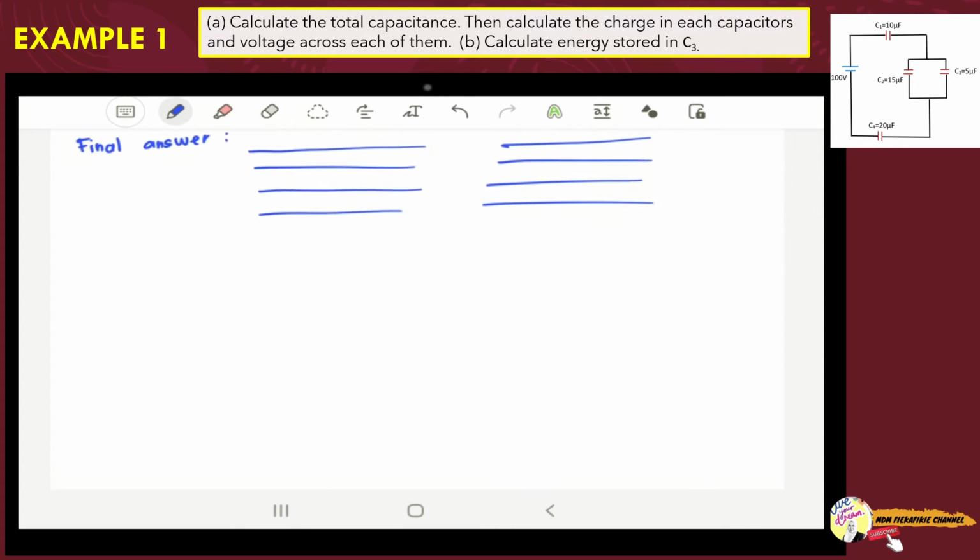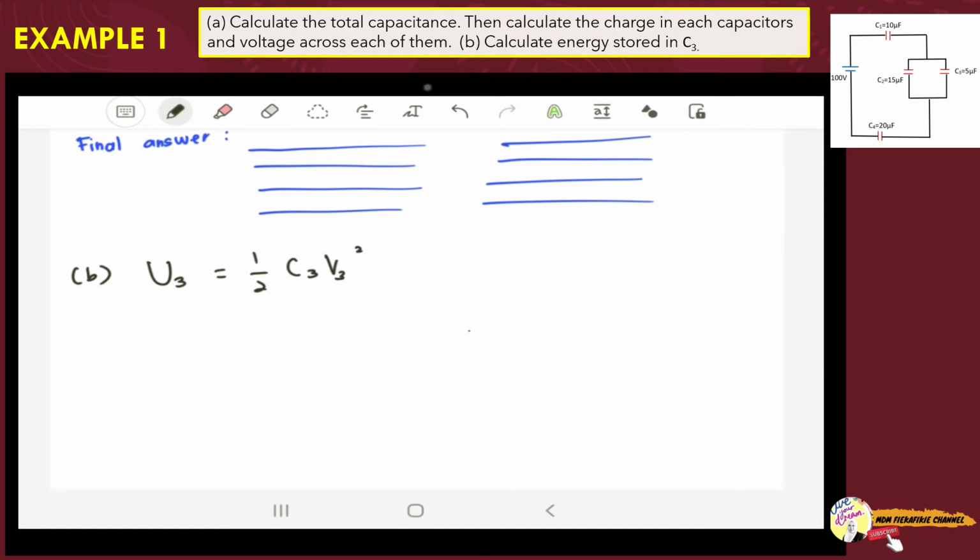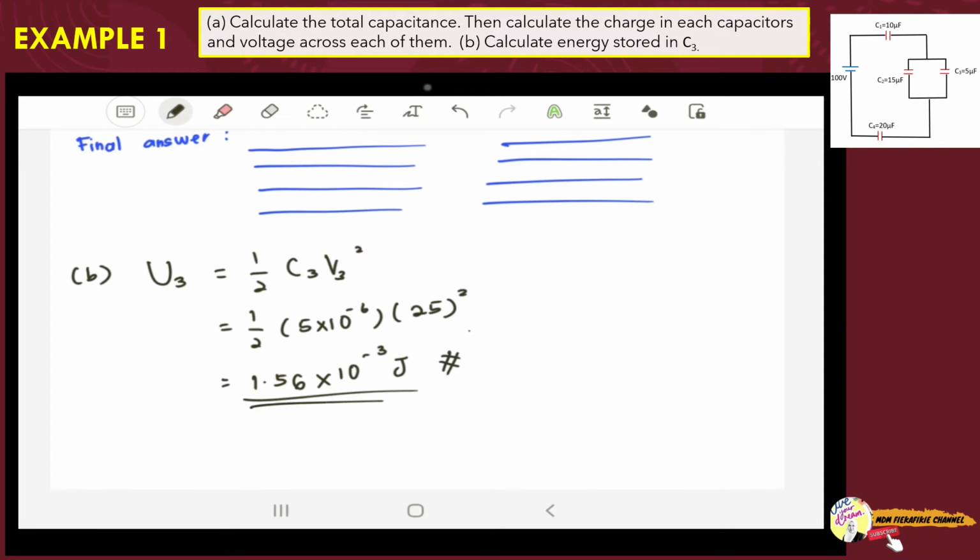Okay, and part B, we want to calculate what is the energy stored in C3. So U3, because we want to calculate energy stored in C3, so half C3V3 squared. We can just substitute where C3 is 5 exponent -6 and V3 is 25 squared. And the unit jangan lupa, 1.56 times 10 power of -3 joule. Okay, so inilah jawapannya. Finish example 1. Let's proceed to example number 2.